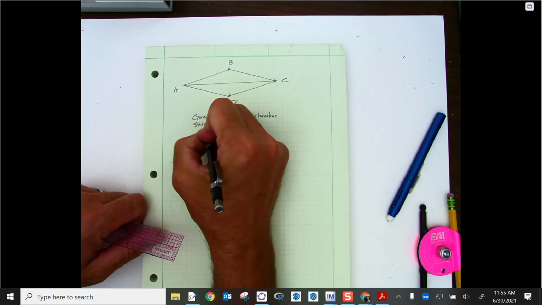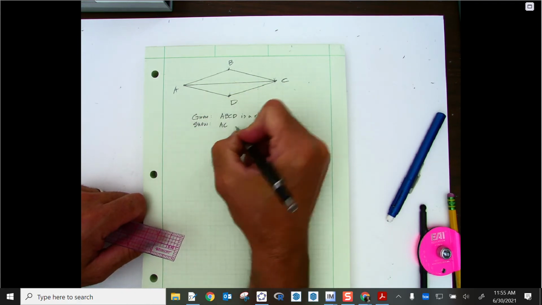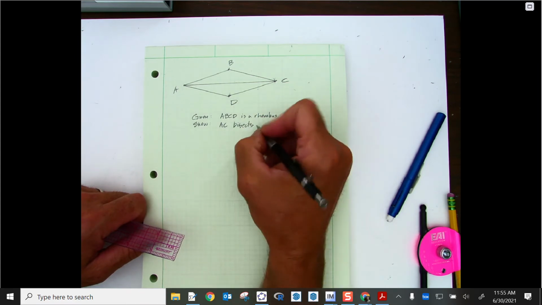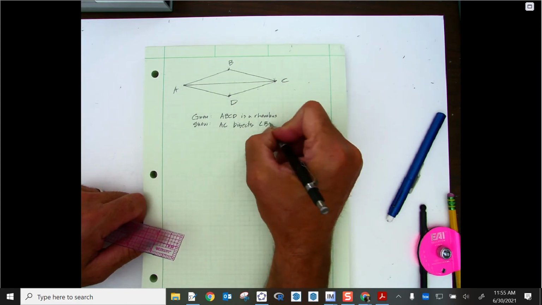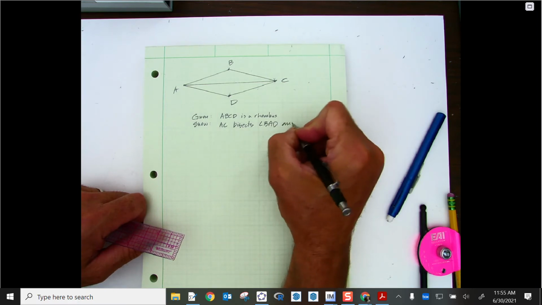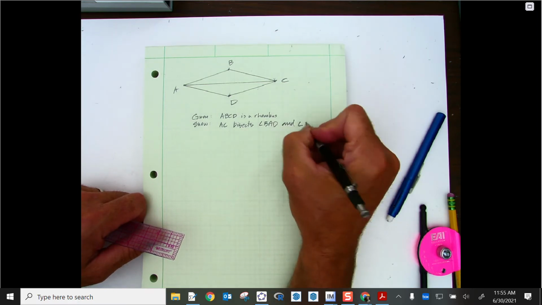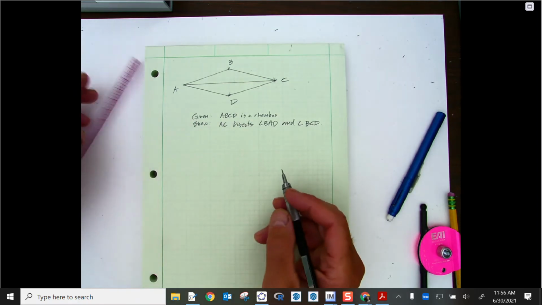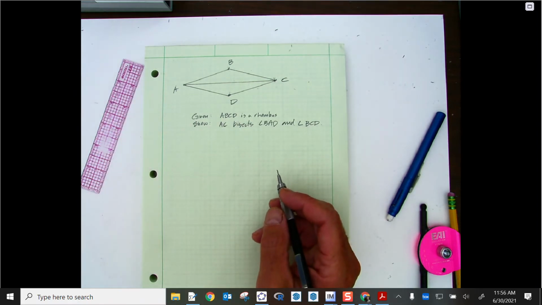Show AC bisects angle BAD and angle BCD. So how is this going to work? Let's start off from the beginning.